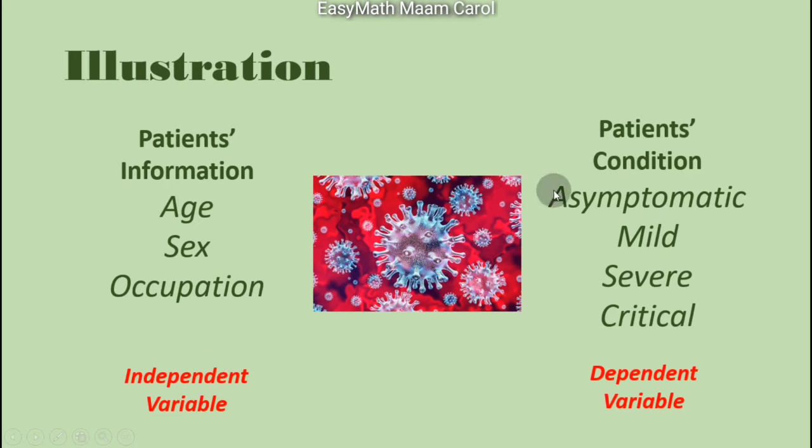Kasi kung ano man yung maging condition niya, it doesn't matter kasi yun yung information na meron siya, regardless kung ano yung kanyang magiging condition. So these are considered as independent variable. So madami pang iba't ibang klase ng mga independent variable associated as patient's information. Ngayon, yung i-consider natin na dependent variable doon ay yung condition niya. Kung asymptomatic siya, kung mild yung kanyang pinapakita na symptoms, kung severe o critical.